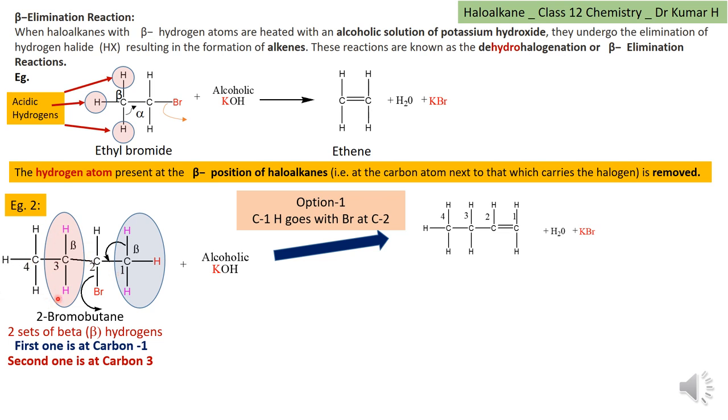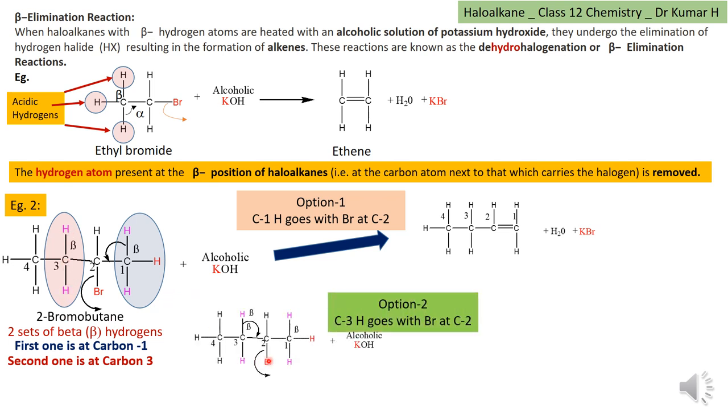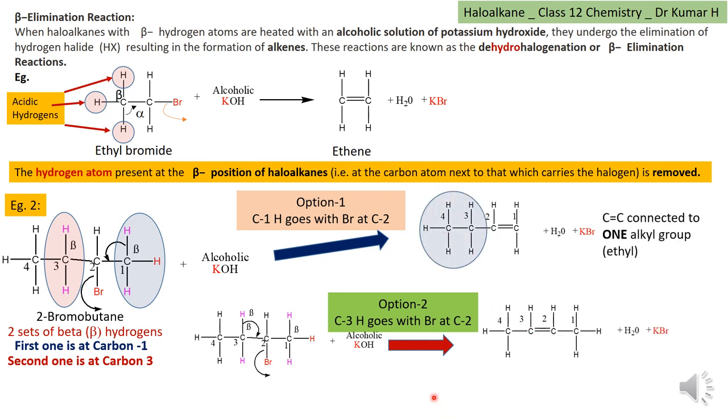If at all the second one, yes, that can also happen. The third carbon, that is the second beta carbon present here, has two hydrogens. One of the hydrogens goes with OH minus, then the two electrons present on the beta carbon, the third carbon, will migrate. Once it migrates, there will be a double bond between the third and second carbon. So here the double bond is between carbon 1 and carbon 2, whereas here it is between carbon 2 and carbon 3. Now among these, which one will form?